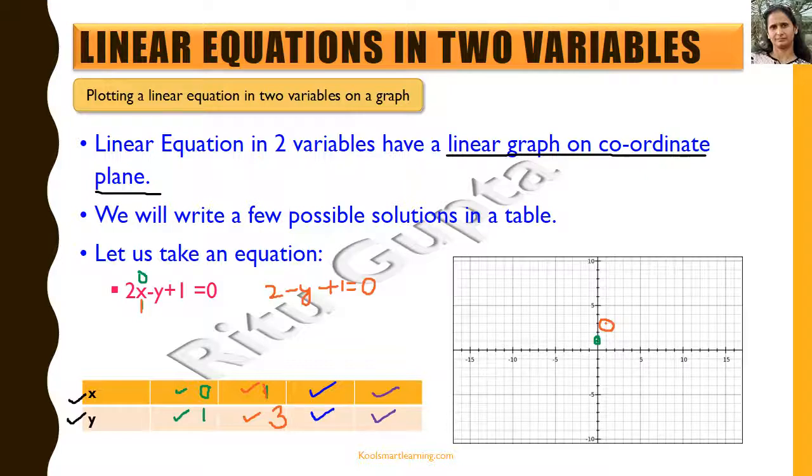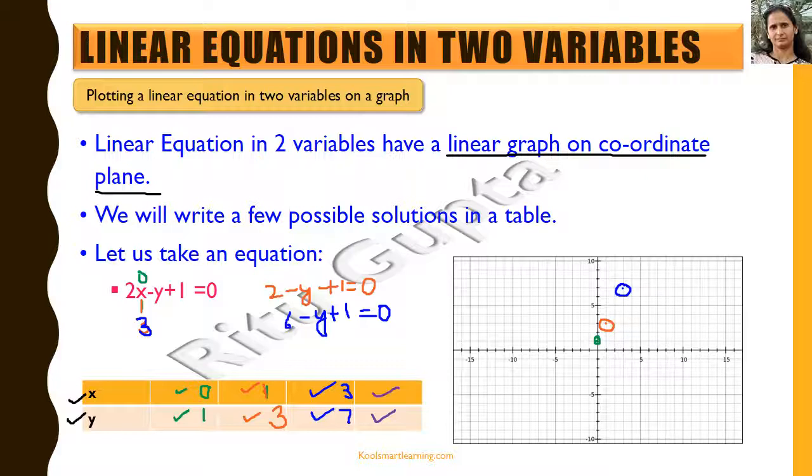Now we can take another point, say for example, x equal to 3. If we take x equal to 3, we have 2x equal to 6, minus y plus 1 equal to 0, which means y is equal to 7. So for x equal to 3, we have y equal to 7. So we plot this over here.